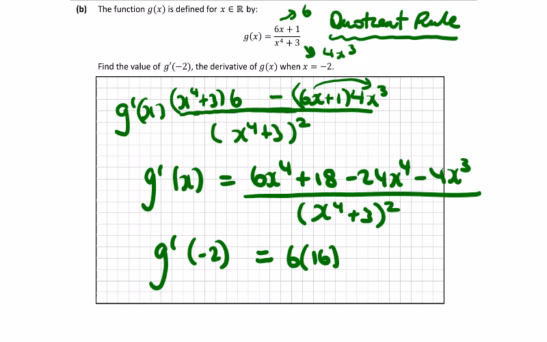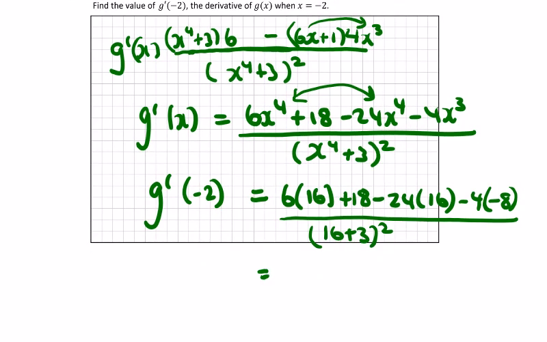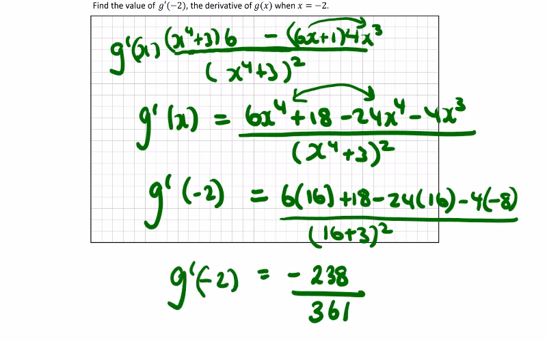4 minuses will give a plus. Then we have plus 18 minus 24 by 16. We could have simplified these two obviously first to be minus 18x cubed, or x to the power 4, and then minus 4 by minus 2 cubed is minus 8, all over, we're going to have 16 plus 3 to be squared, and this gives an answer of minus 238 over 19 squared, which is 361. g prime minus 2. So simplify it down and use your calculator.